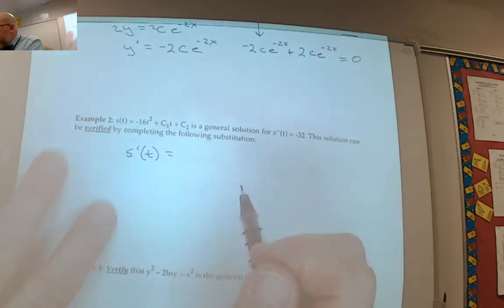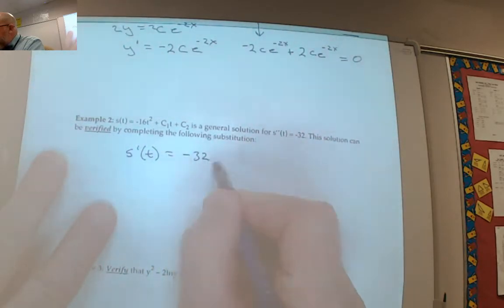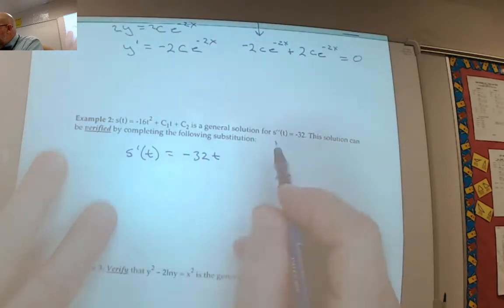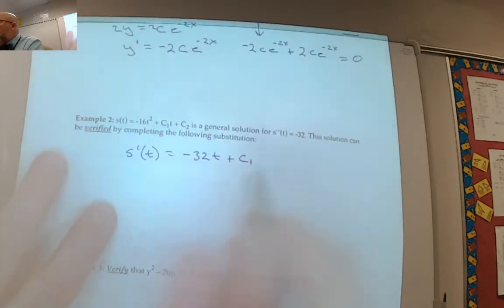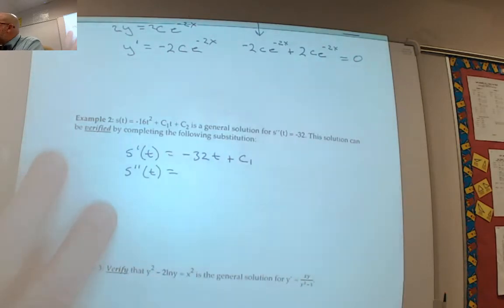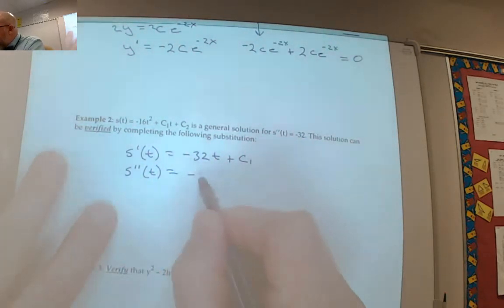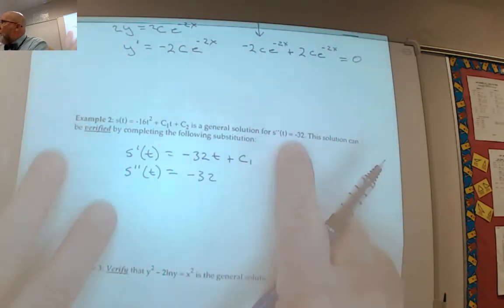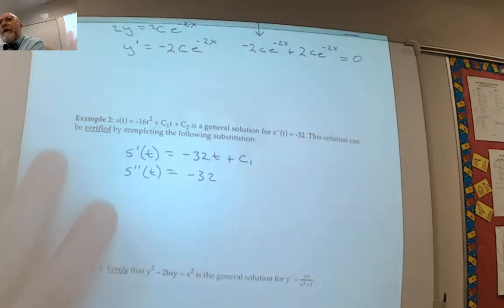Negative 32t plus c1. What happened to C2? It's gone, right? So now I'm going to take the second derivative. And Kate, what am I going to get? Negative 32. Is that what I want? I've just verified it. I'm done.